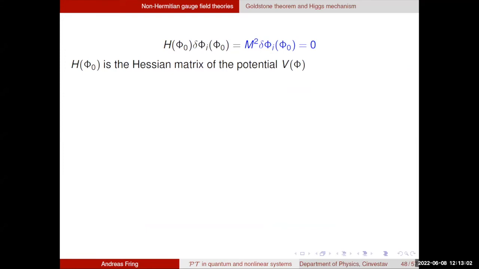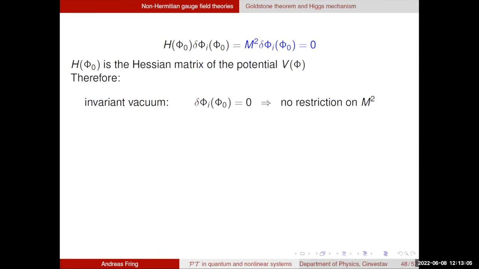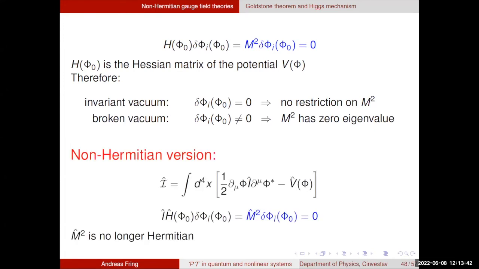And now we have two options. We have the option that actually we have a symmetry here for the vacuum. Namely this delta phi I at the vacuum is zero, and then there's no restriction on m squared. But if the symmetry is broken, so meaning this is not zero at the vacuum, we have a solution that is not symmetric, then we must have zero here in m squared, so m squared has a zero eigenvalue. That's the Higgs factor, that's the Goldstone boson. This zero mass solution is the Goldstone boson.